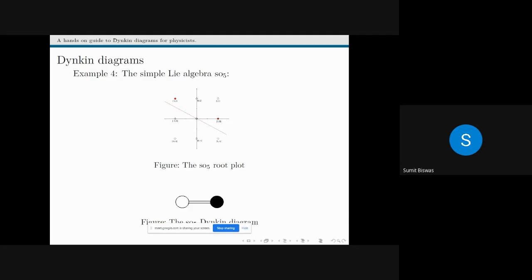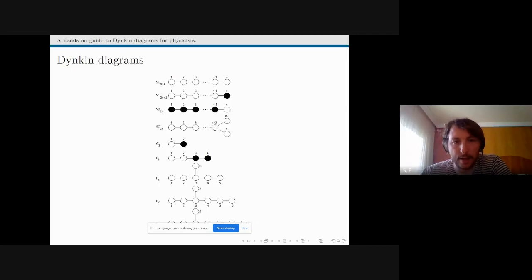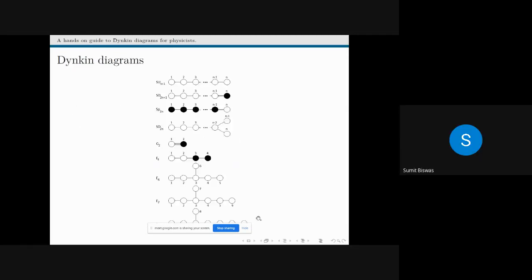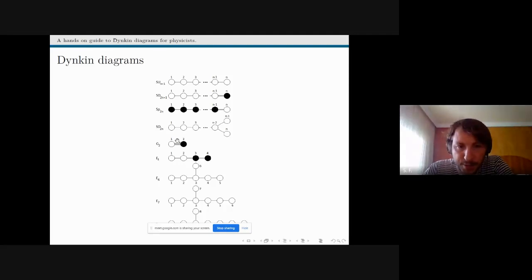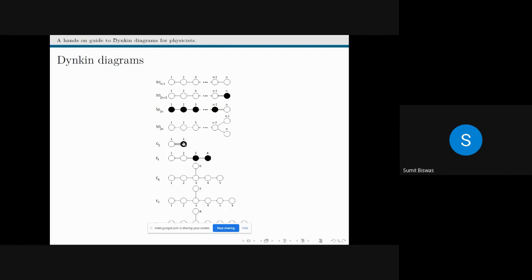Can you say something about the exceptional Lie algebras? I mean, the definition. Yes. Any of these here? Exceptional Lie algebras, their definition or something.